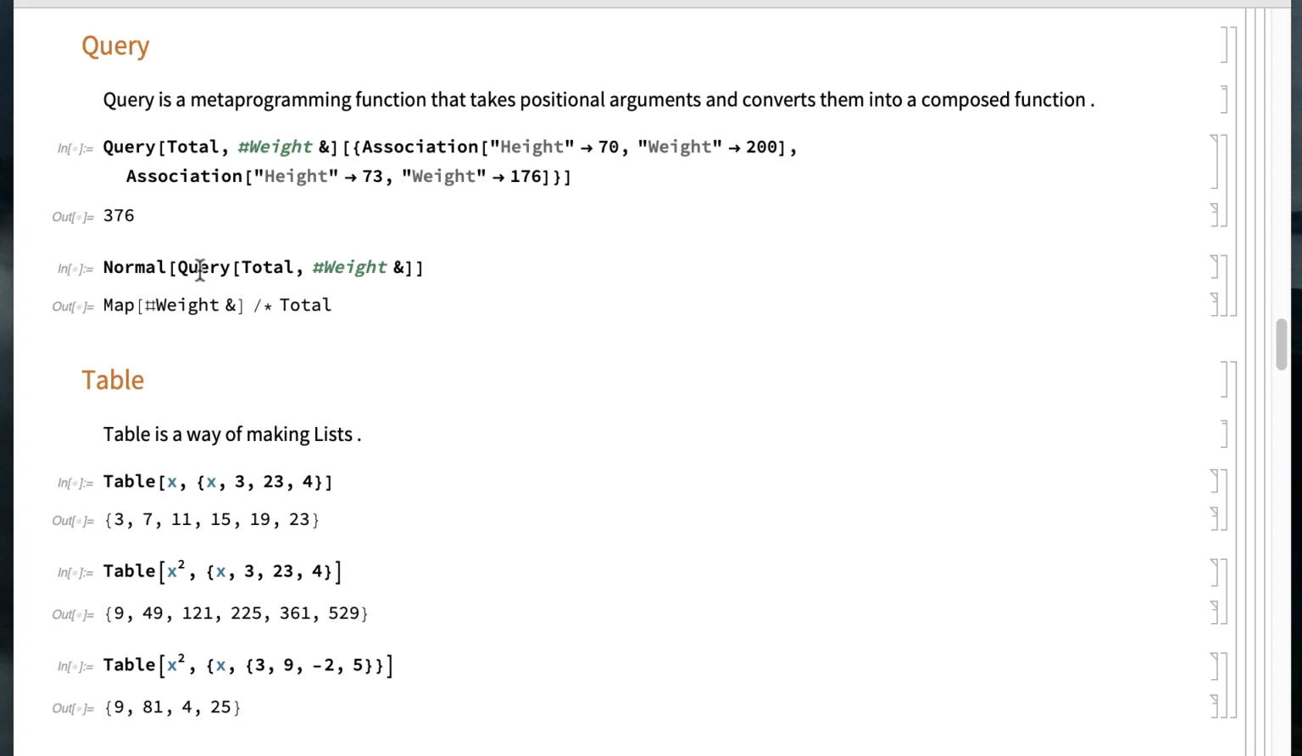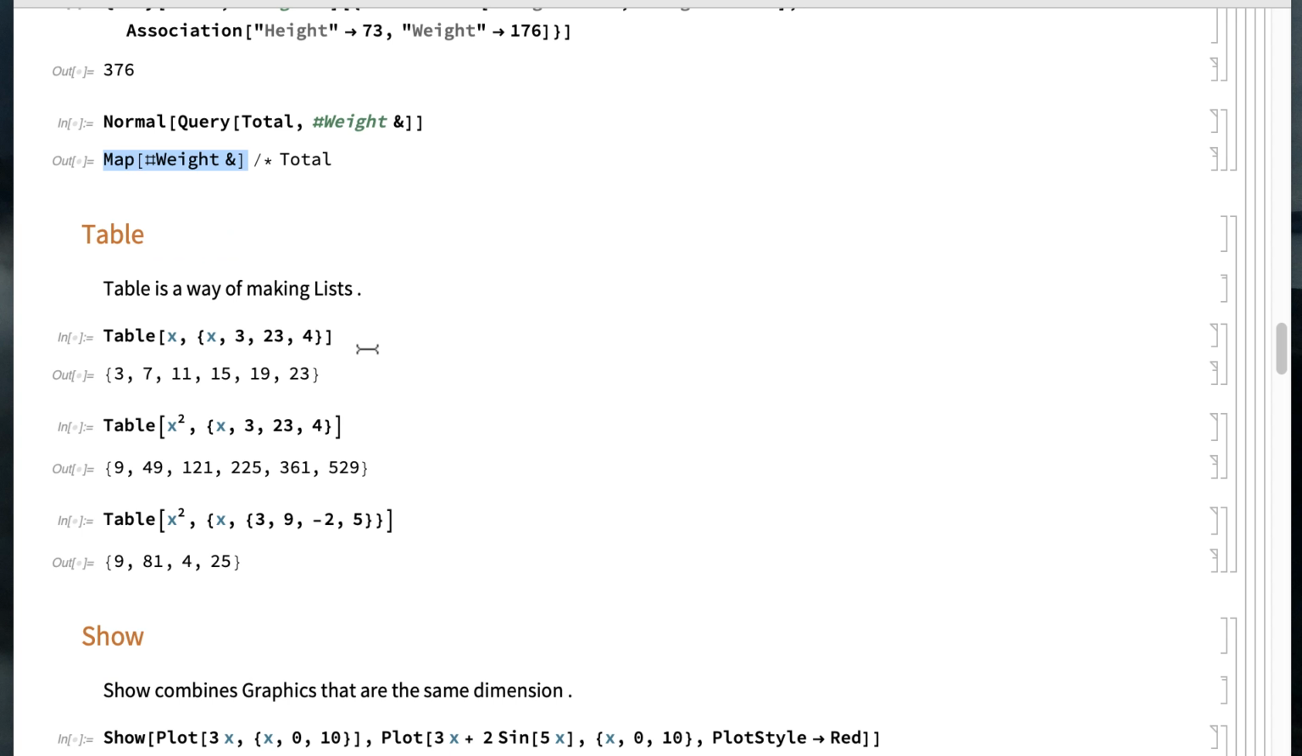If I look at the normal form of the query, it's going to say, look, map weight over what you've got, so that's going to get 200 and 176, and then total your response. Query is a complicated function. We will see it a fair amount. You're not going to get it right away, but you've now been exposed to it.